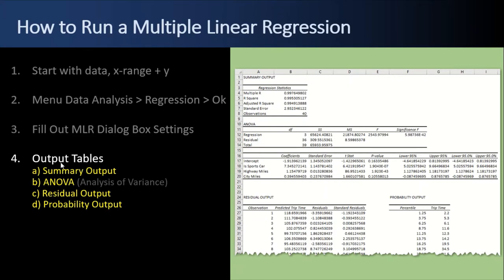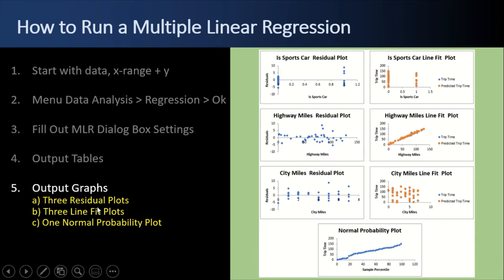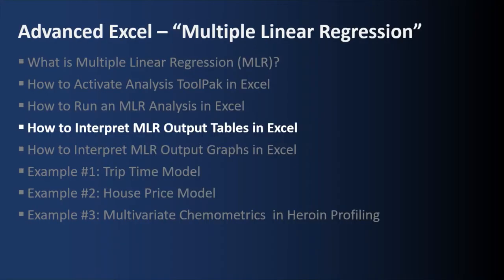Now, Excel also, in addition to these output tables, will produce output graphs. And there's three different styles of graphs. There's residual plots, 1, 2, 3, one for each independent variable, x1, x2, x3. And then so that is one style of report, residual plots. And then there's also line fit plots, 1, 2, 3, x1, sports car, x2, highway miles, x3, city miles. So those two reports, and then the third report is a normal probability plot.